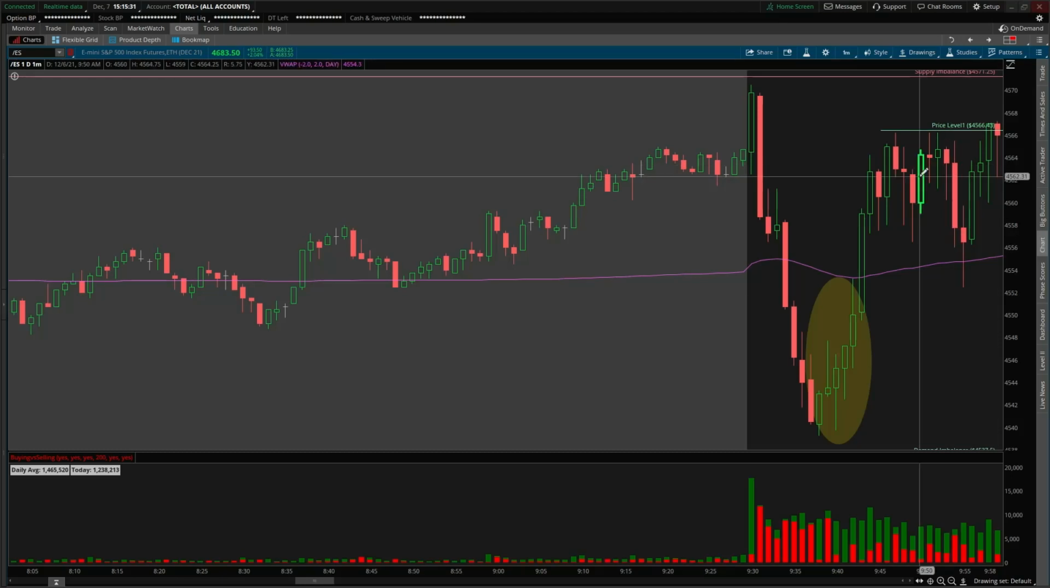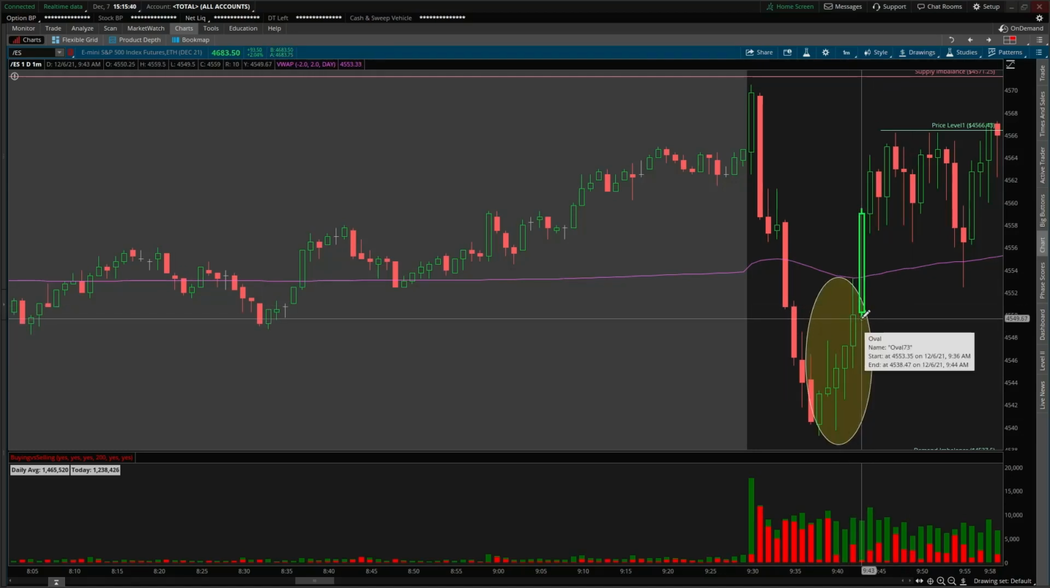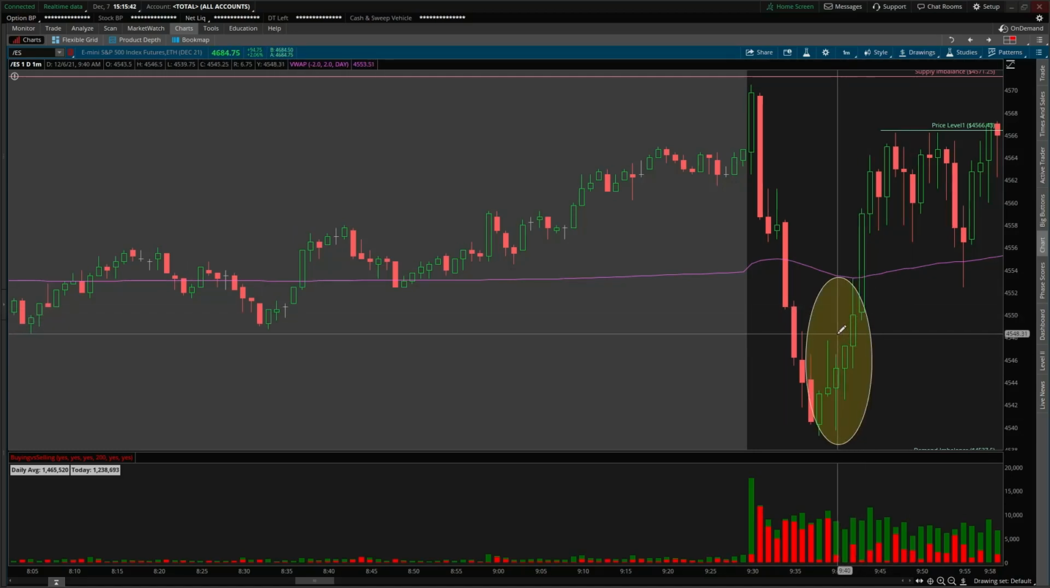So I got long at 9:59 on the SPY, 4.56 calls at $2.20. My stop loss was going to be if we tested this 4550 area where we found those buyers earlier. If they did not show up, that would have been the area that I would have stopped out at.